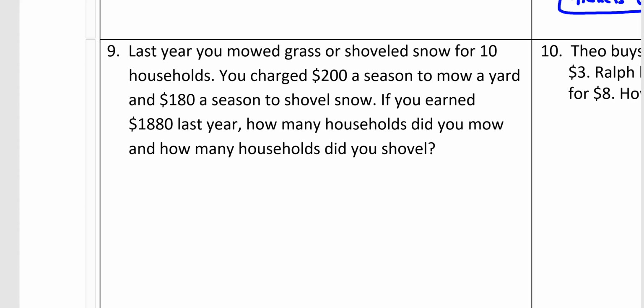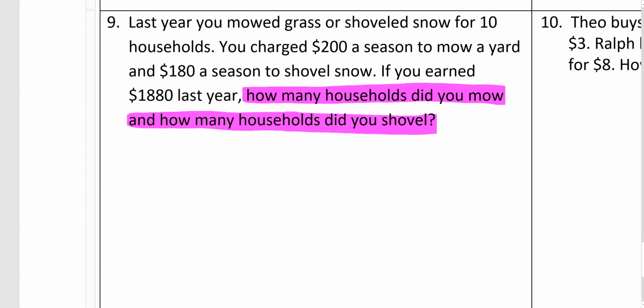So, first thing we need to do is decide on some variables. Since we want to know how many households did you mow and how many households did you shovel, I'm going to let M be the number of households mowed, and I'm going to let S, it's a cursive S, be the number of households we shoveled.